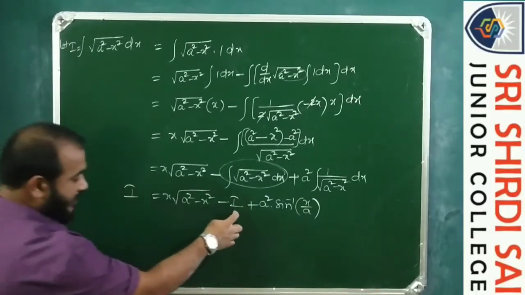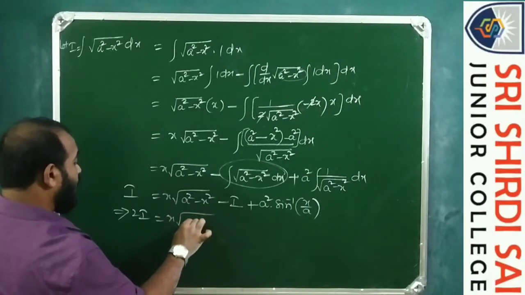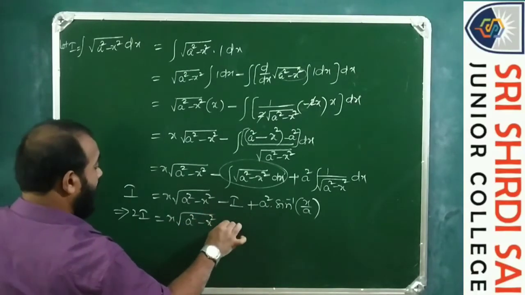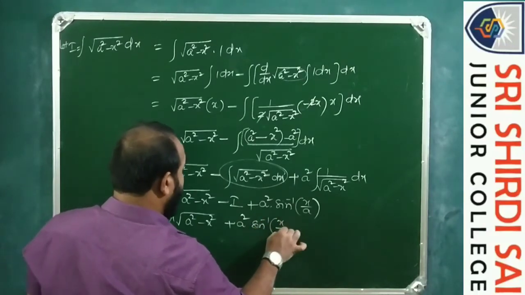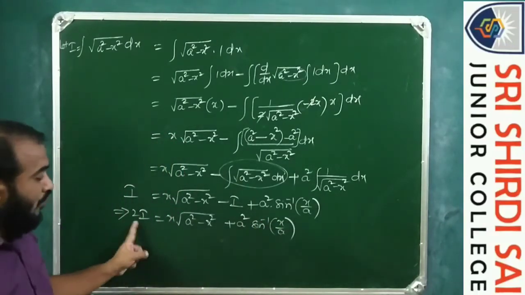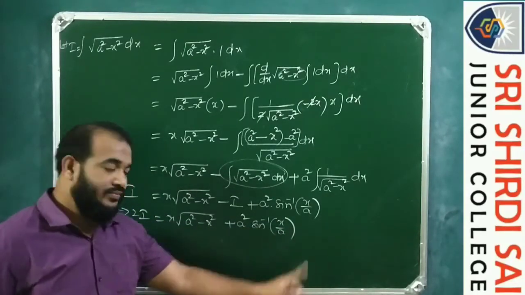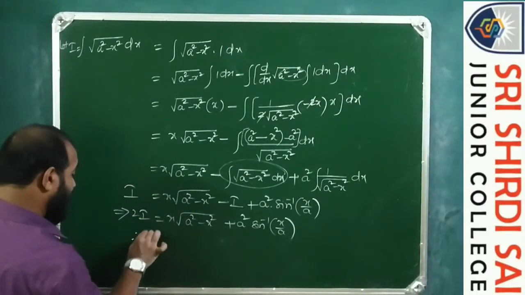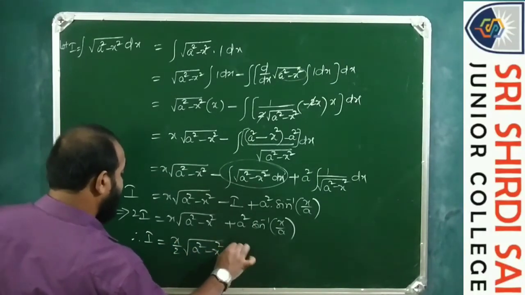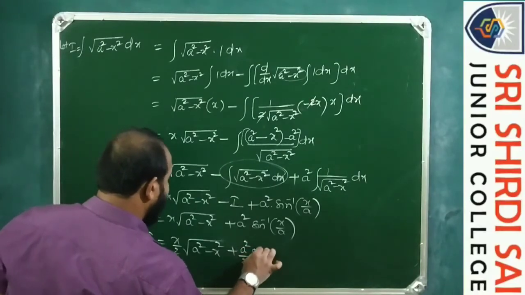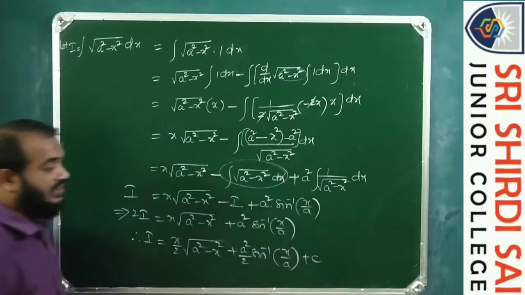So this is minus I. If you take it to this side, 2I is equal to x root of a square minus x square plus a square sine inverse x by a. This 2, if you transpose it to the other side, will divide both of them. Therefore I is equal to x by 2 root of a square minus x square plus a square by 2 sine inverse x by a plus constant of integration c.